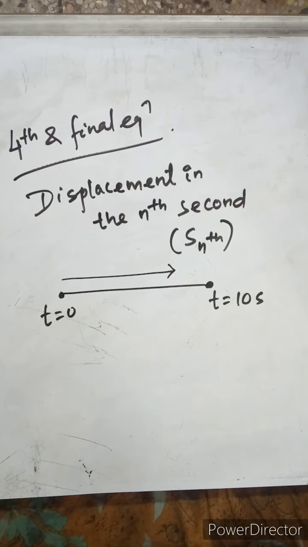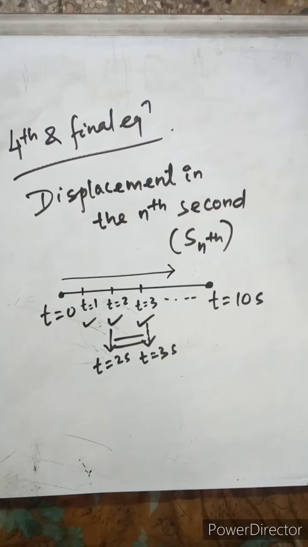Initial time t is equal to 0 to t is equal to 10 seconds, suppose. A body is moving along that direction. t is equal to 1 second, t is equal to 2 seconds, t is equal to 3 seconds, every instant of time that we see over here.